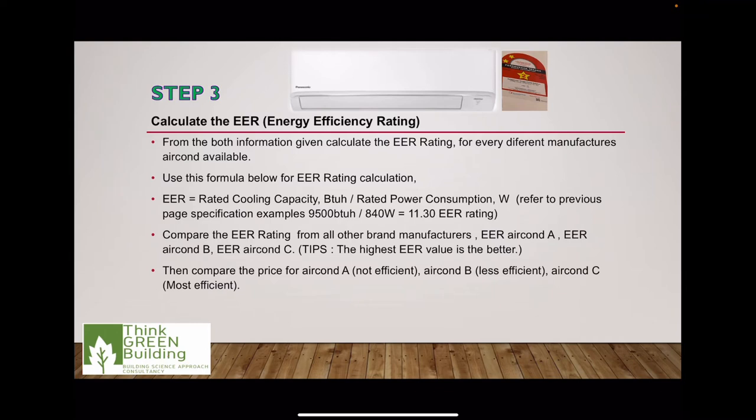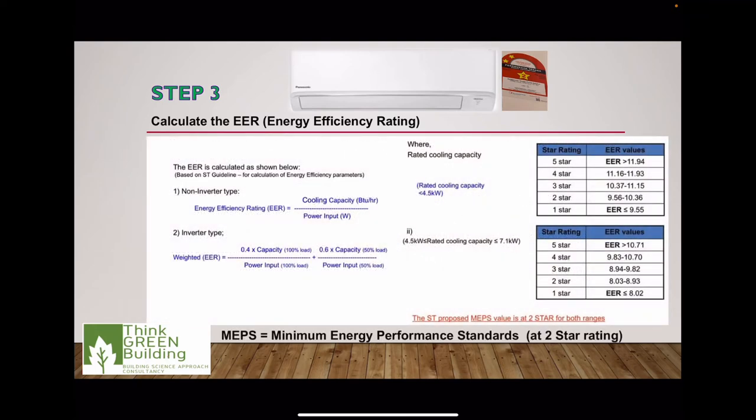Then you compare the price. For example, aircon A, you calculate the EER and it is not efficient. Aircon B, you calculate it is less efficient. While aircon C, you calculate it is most efficient, based on the EER calculation. So this is the example, still in step number three.